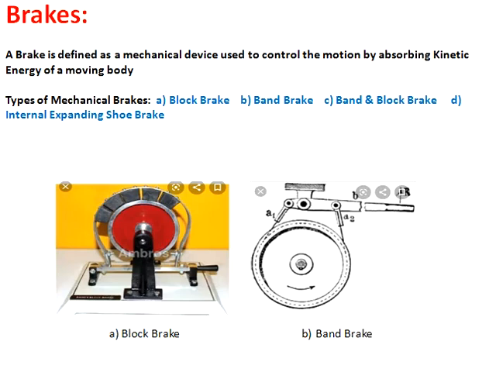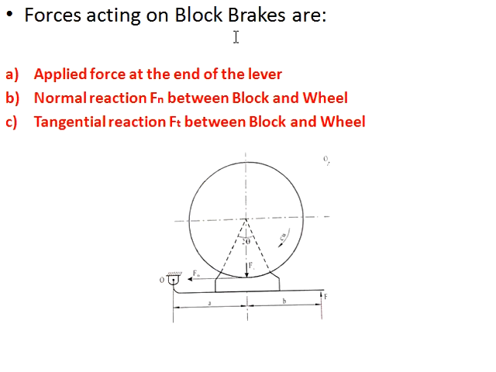Moving on to block brake first. Different forces acting on block brakes are: at one end of this lever we are applying one force F. This is the controlling force F. Since this block is pressed over rotating element, there will be one normal reaction Fn between block and this wheel. Since wheel is rotating, there will be one tangential force Ft as shown in diagram between block and wheel. So totally there are three types of forces: applied force, normal force Fn, and tangential force Ft.